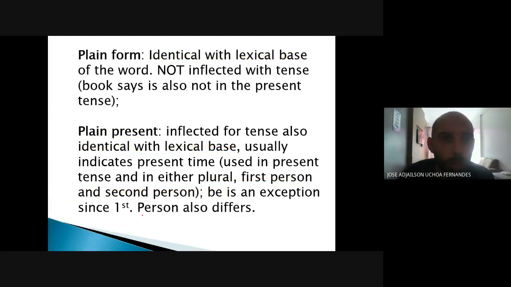Did you get the difference between plain form and plain present? Plain form, infinitive without to. Plain present is what is used in present simple, the kind of construction that you use in present simple. And all verbs have two forms, but be has three, because the first person for be is different from the others. Questions about this? So we'll touch this point, this difference between plain form and plain present, with some exercises in the future.